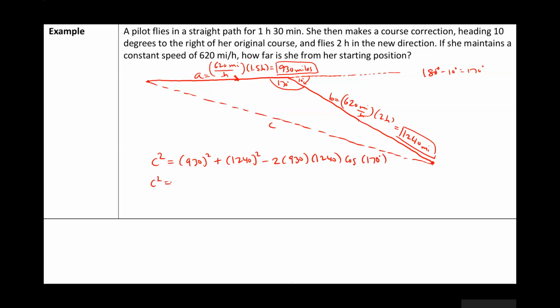You can pause the video and put this into your calculator, and this is going to give you 4,673,860.602 miles squared. If you square root both sides, or use that calculator tip, raise it to the power of 1.5, we're going to get c equals 2161.911 miles.